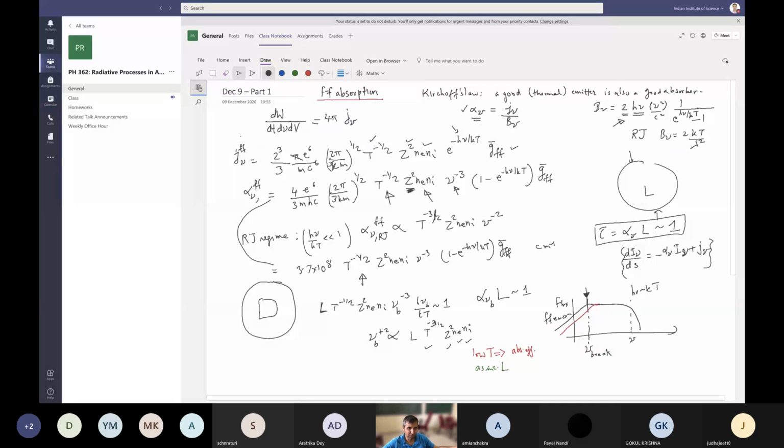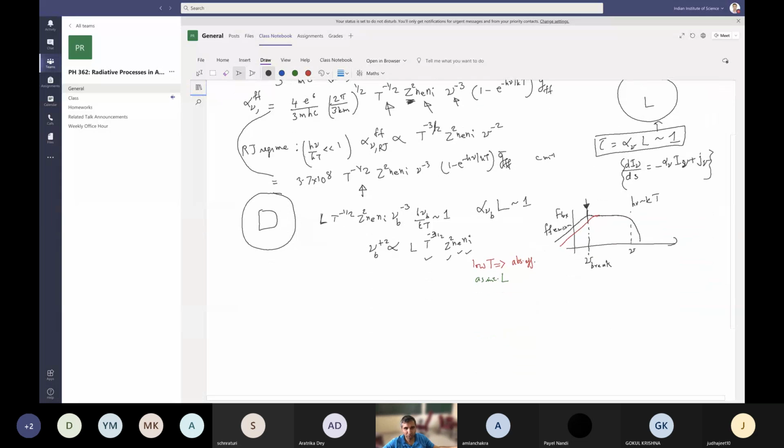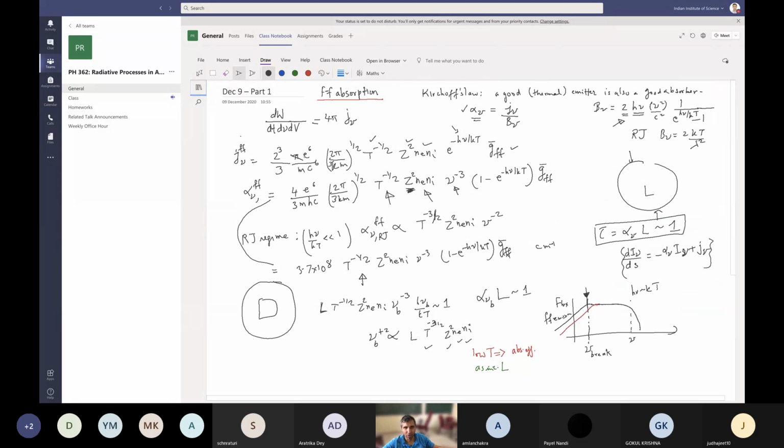So emission and absorption are aspects of the same thing. Emission and absorption are intimately related by Kirchhoff's law. There are things like relativistic Bremsstrahlung, but we will actually not cover it. It's not very common. Relativistic Bremsstrahlung means that the electrons are relativistic. The electron temperature is higher than 0.5 MeV, right? 0.5 MeV is the rest mass of an electron.